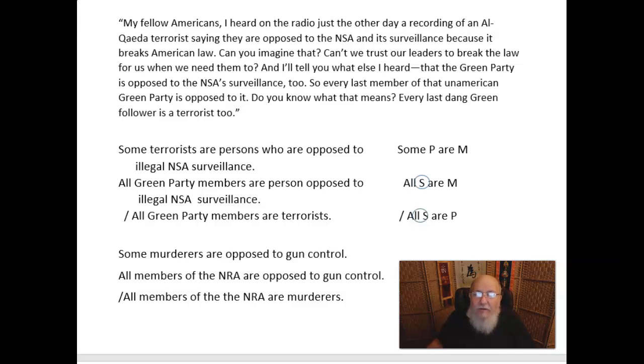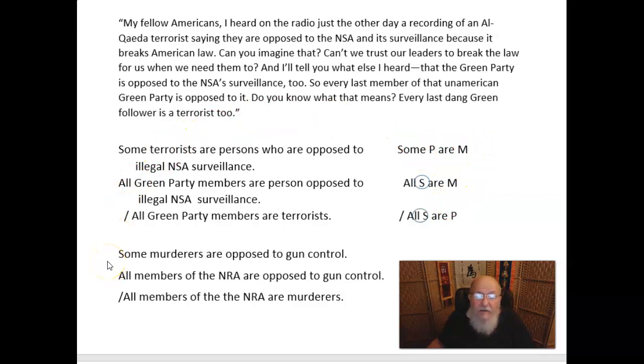Now, if you think about that and try to pull an argument out of all that, you might end up with something like this. Some terrorists are persons who are opposed to illegal NSA surveillance. All Green Party members are persons opposed to illegal NSA surveillance. Therefore, all Green Party members are terrorists. Now, if we put it in universal form, some P are M, all S are M, all S are P, and we circle our distributed terms, it just leaps out at you that both middle terms are undistributed, which makes it fail the rule, so it's an invalid argument.